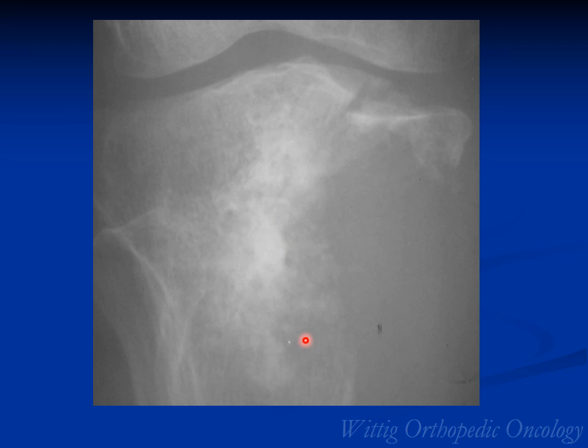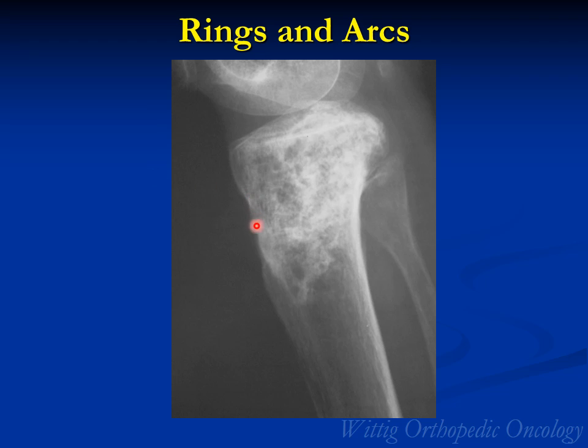Again, closer view of the areas of mineralization, the ring and arc calcifications, and the flocculent type of calcifications juxtaposed to the area of lysis. This is another example of ring and arc calcifications. It's important to be able to differentiate the calcification from the ossification, which is going to help you categorize these tumors into their different subsets or categories according to the type of matrix that they produce.